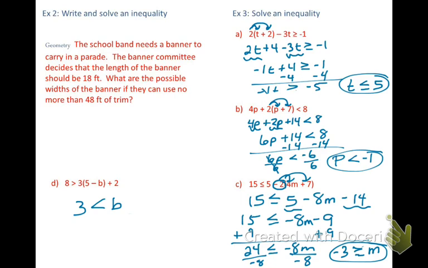All right. So next is the word problem. The school band needs a banner to carry in a parade. The banner committee decides the length of the banner should be 18 feet.